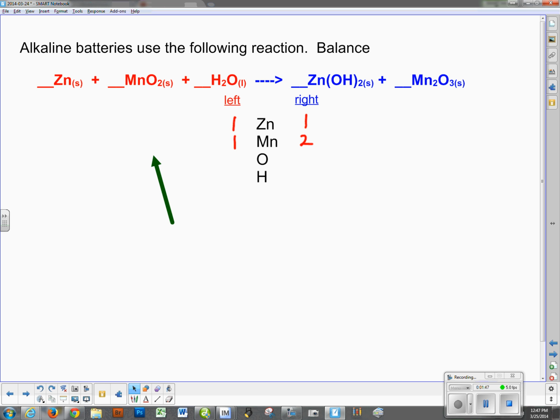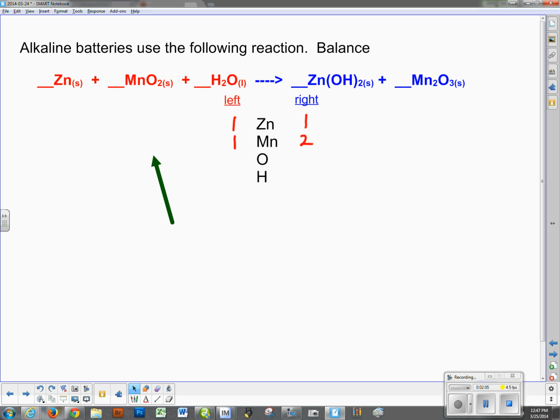So I'd like you to try that on your own. Stop the recording now and see if you can get the balancing for oxygen. And don't balance it out. Just put down the numbers as they exist right now. Okay, stop the recording.